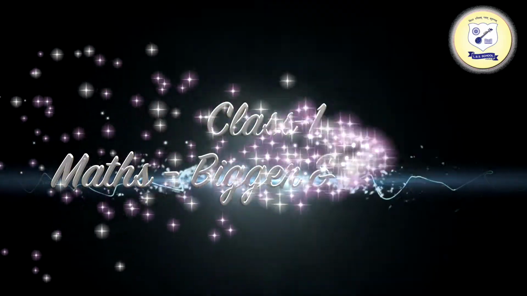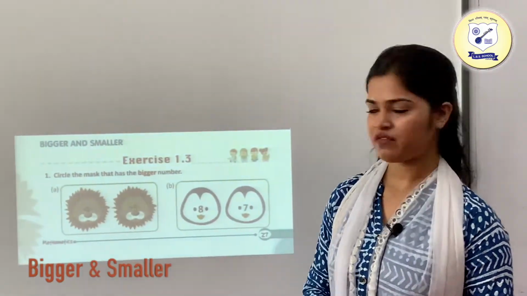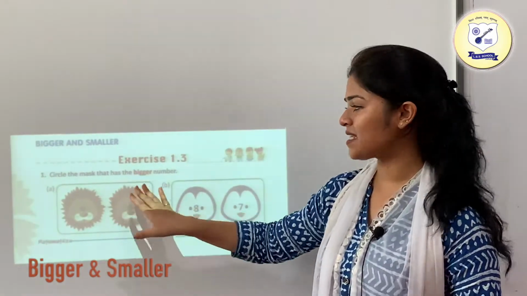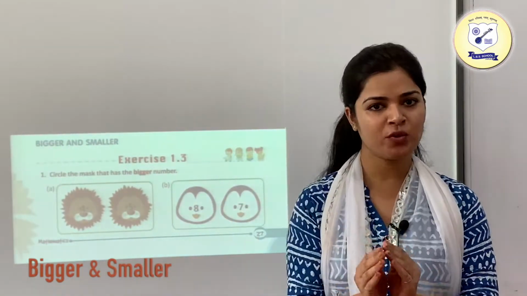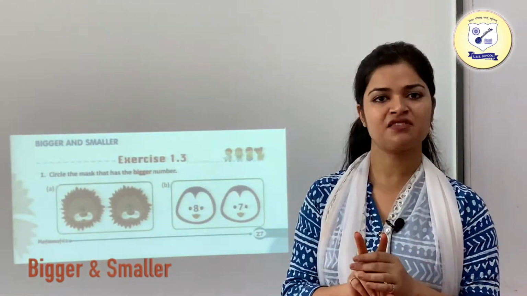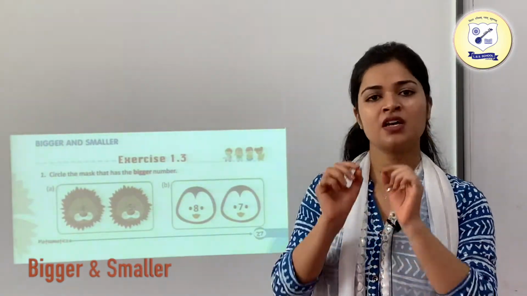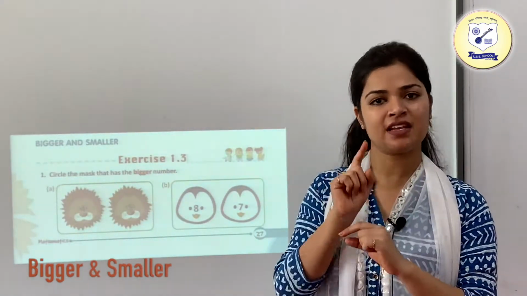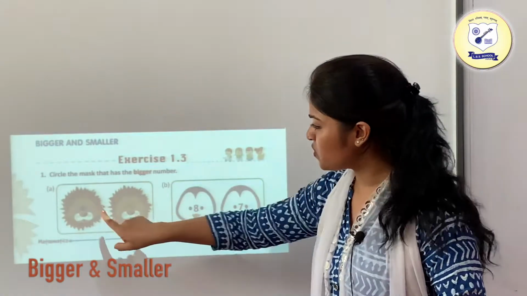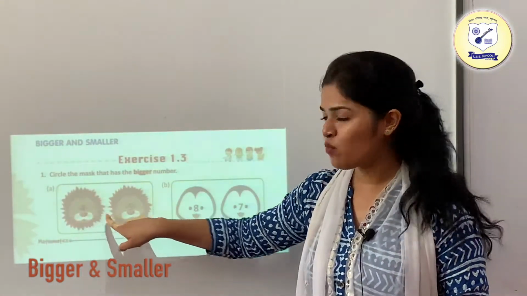Everyone, now we are going to start our next topic, which is bigger and smaller of class first. We have a question in front of us: circle the mask that has a bigger number. We have two masks in front of us, and among those two masks, we just need to select the number which is larger.